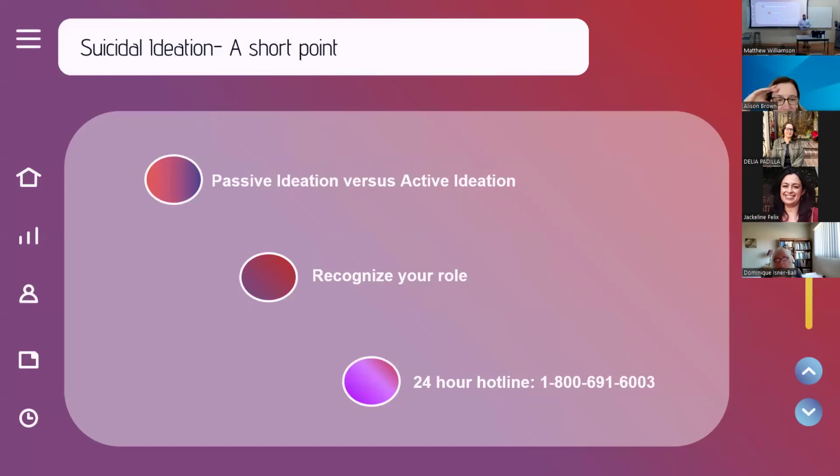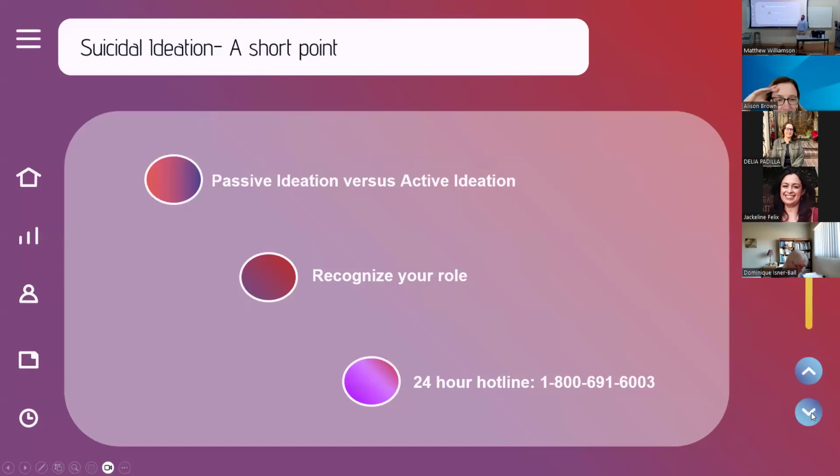And so we don't want to minimize it. It doesn't mean it's not serious, right? The important thing is to get help. And it's treatable, right? But we also want to differentiate that sometimes police don't need to be called. And actually, 9 times out of 10, police don't need to be called. It's about resources and support. Again, early intervention is key.